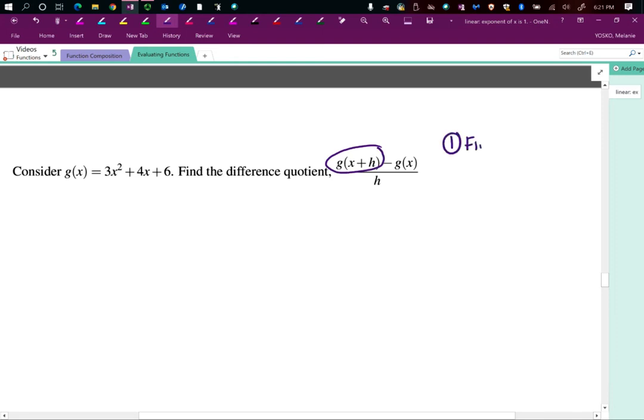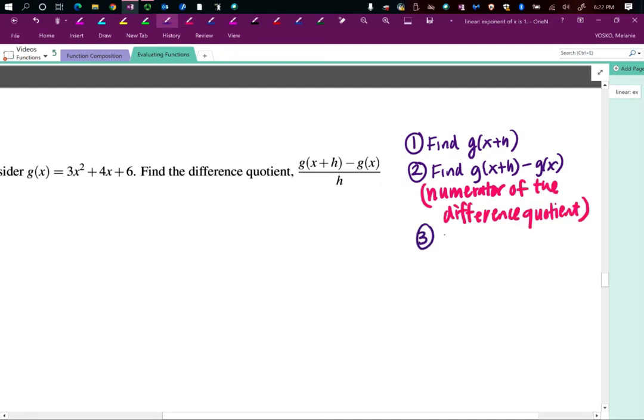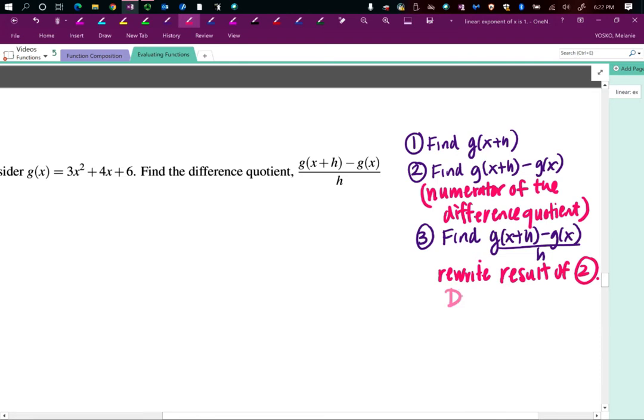Number one, we're going to find g of x plus h, okay? Then once we find that, we are going to find g of x plus h minus g of x, which, as you notice, is the numerator of the difference quotient. The third step is to find the whole thing. So the way we're going to do that is we're going to rewrite the results of step 2. That's the numerator. Then we're going to divide by h and simplify.